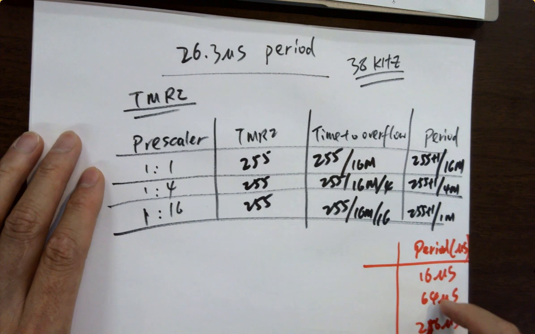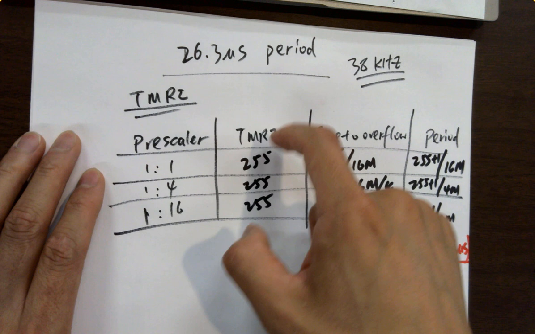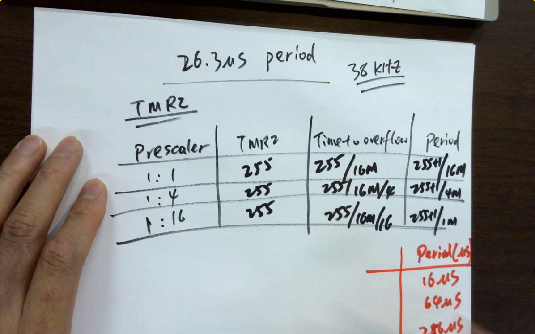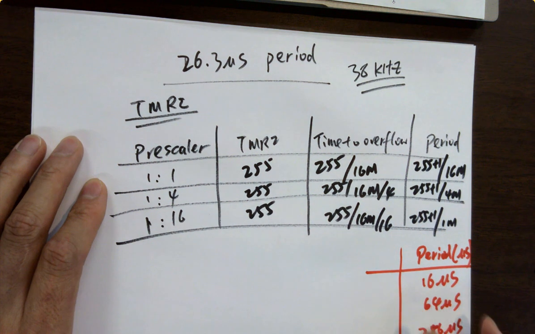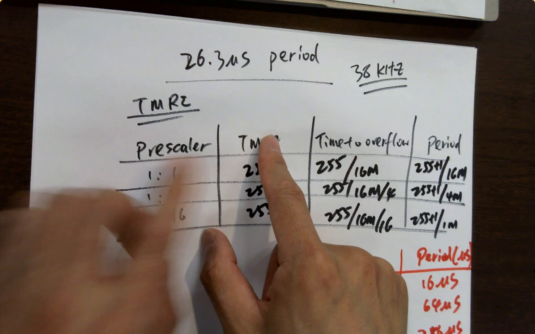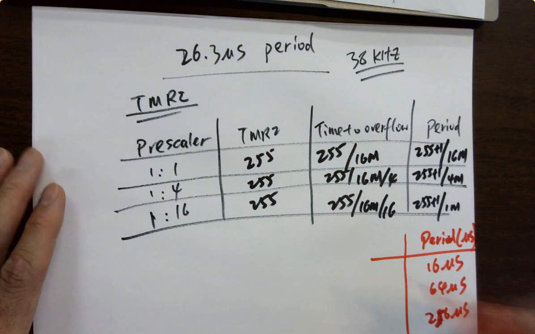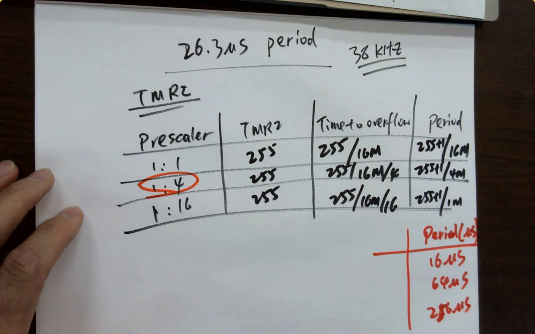So we can give an initial value to timer 2 to reach this period. Because the maximum period this can provide is going to be 64 microseconds, I just give a little starting value in timer 2 so I can easily reach this period. Okay? So that's why we pick this prescaler.